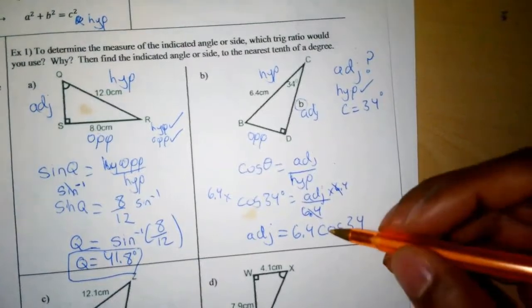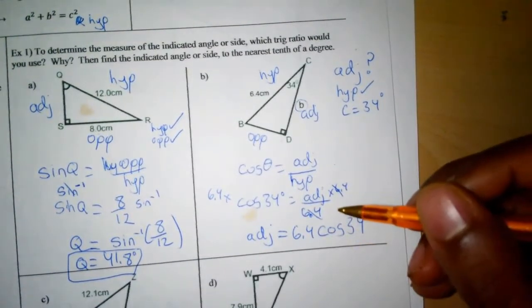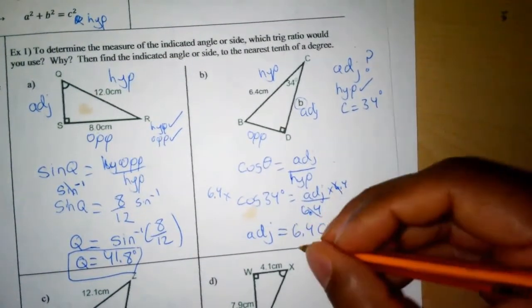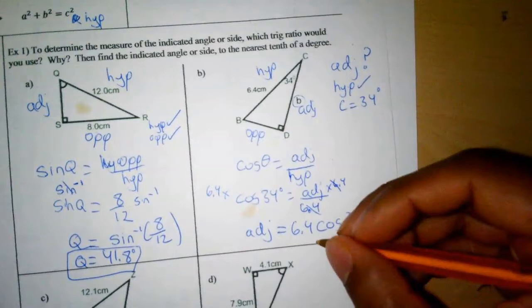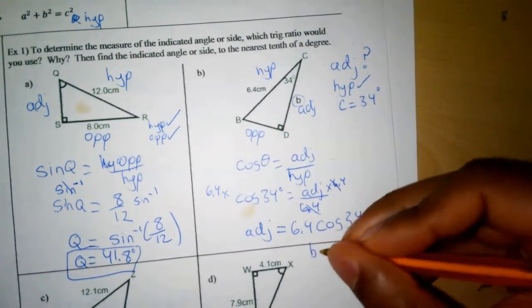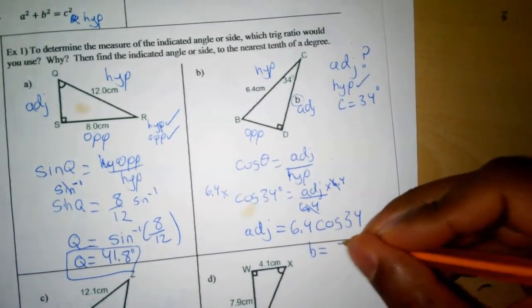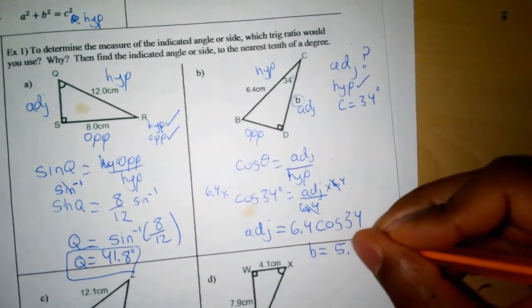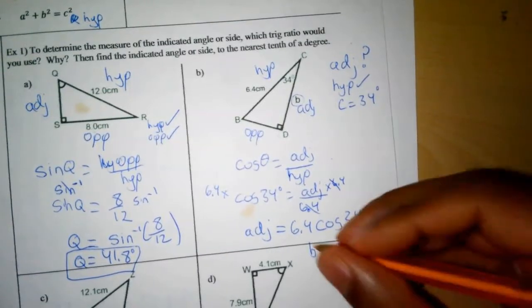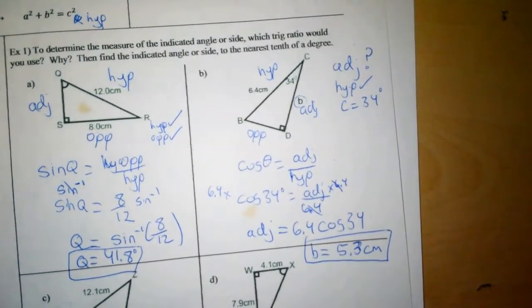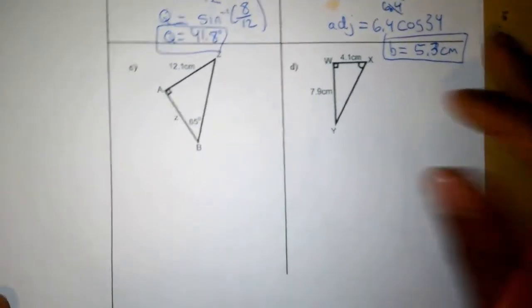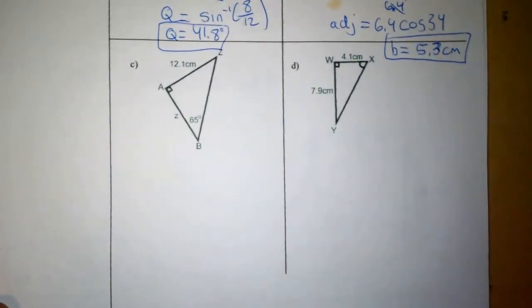And again, I didn't put the times sign just because it's together here. It kind of means multiply. And then finally, adjacent, or B, I'll write it here. B is equal to 5.3 centimeters. Okay, good. So let's move on to question C.